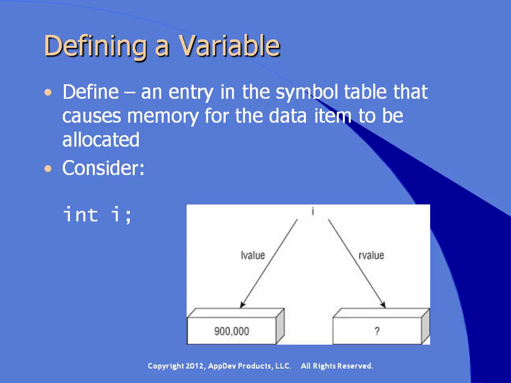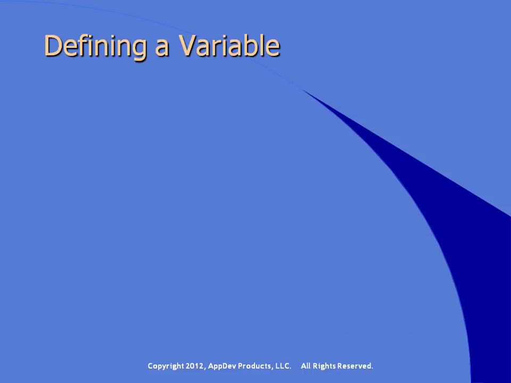Windows will then inspect the free memory that it has control over, and it will send back a memory address of where I can live. In this graph, we're saying that the variable I lives at memory address 900,000. So the location value of that particular variable I resides at memory location 900,000. The R value is what is actually stored there.